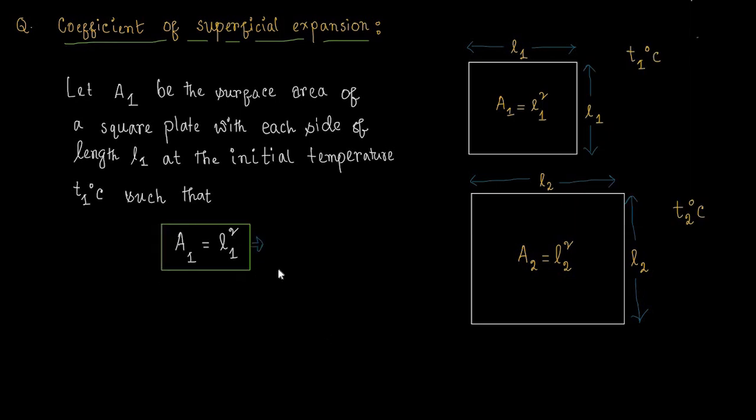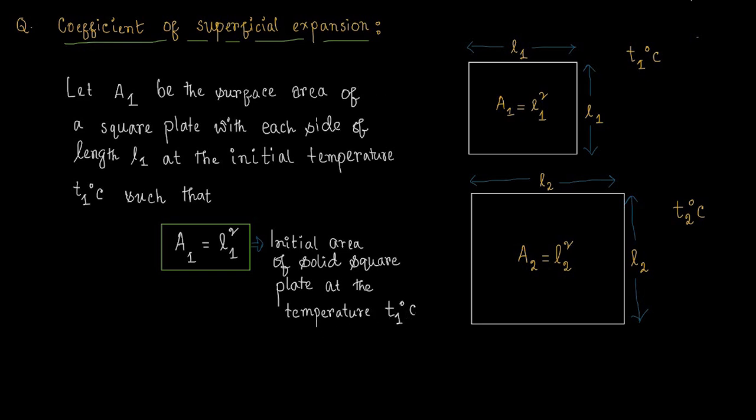Here A1 is the initial surface area of the solid square plate. A1 equal to L1 square is the initial area of the solid square plate at the initial temperature T1 degree C.